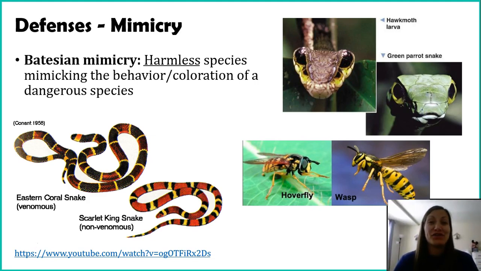So this video is showing someone was able to actually capture this black racer, this non-venomous snake, copying the behavior of a venomous snake, in this case the rattlesnake. So it's pretty cool just kind of seeing that.